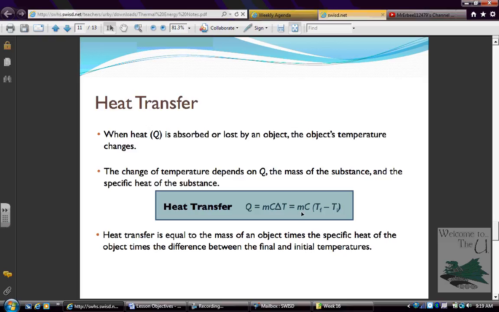And you can see here that this formula has been rewritten. So it's the same thing, mass times specific heat times change in temperature, but they've actually shown you here final temperature minus the initial temperature. And we'll talk about how we'll set up our problems for that here in a minute. So heat transfer is equal to the mass of an object times the specific heat times the difference between the final and initial temperatures.